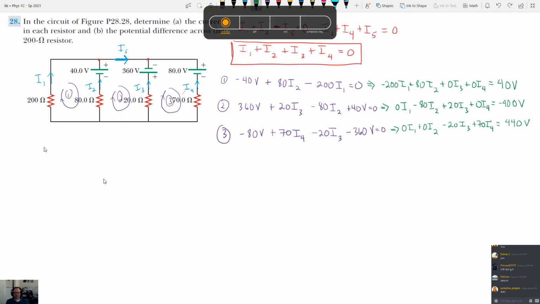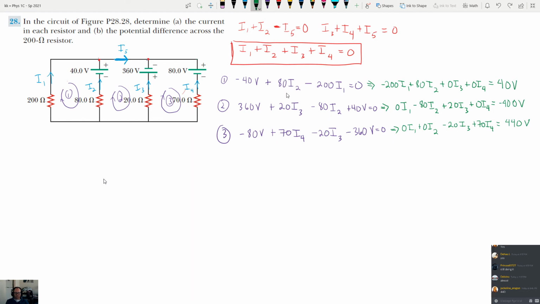There's some things you can check when you do it like this. With loop 1, I went down this piece, but with loop 2, I went up it. As a result, you're going to have a positive 80 I2 and then a negative. So this is plus and this is minus. Same term, just reverse signs.